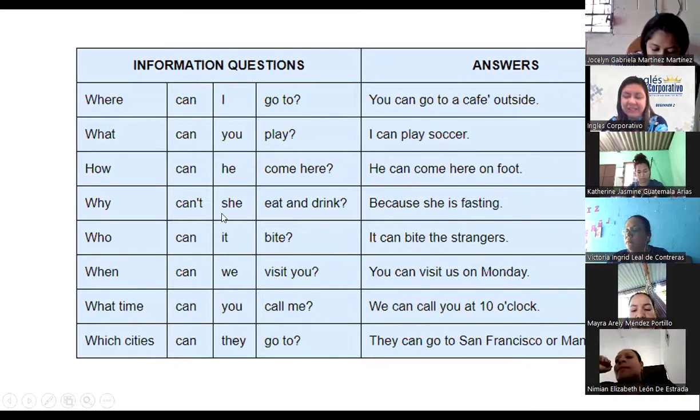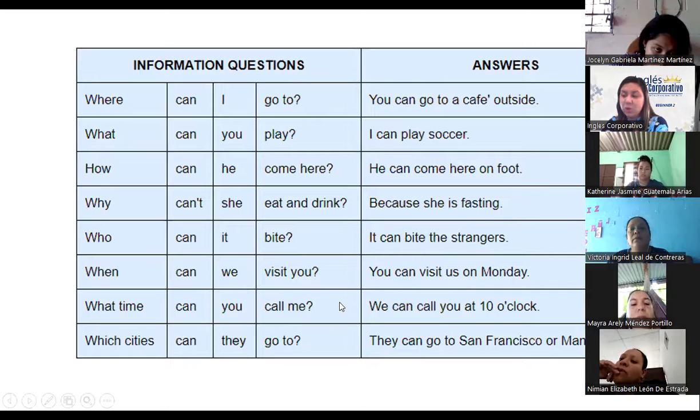Why can't she eat and drink? Because she's fasting. Dice, ¿por qué ella no puede comer ni beber? Porque está ayunando, she's fasting. Who can it bite? ¿A quién puede morder? It can bite the strangers. Puede morder a los extraños. Where can we visit you? You can visit. When can we visit you? You can visit us on Monday.